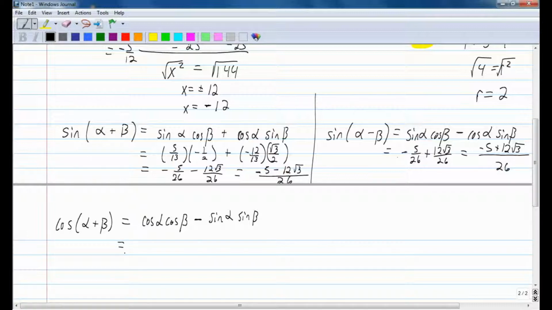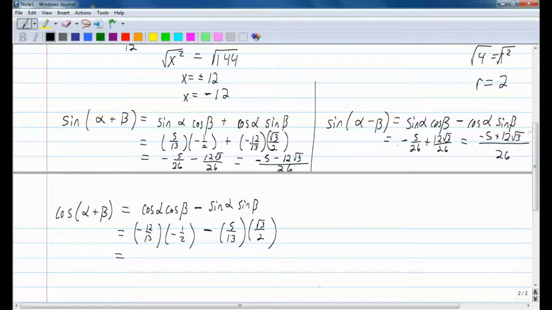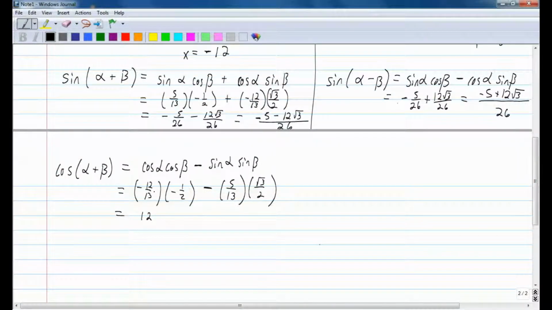So let's plug these values in. I'm going to have negative 12 over 13, that's cosine of alpha, times cosine of beta. Cosine of beta is a negative 1/2, minus sine of alpha is 5 over 13, times sine of beta is square root of 3 over 2. Alright, so that's going to give me positive 12 over 26 minus 5 square roots of 3 over 26, or 12 minus 5 square roots of 3 all over 26.